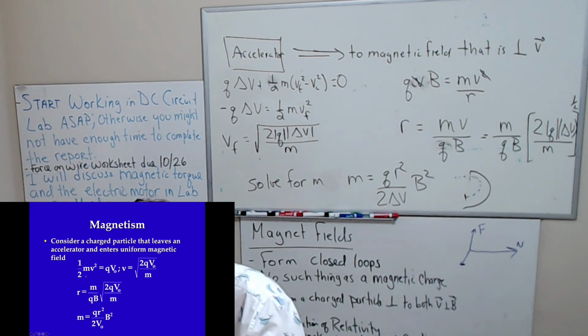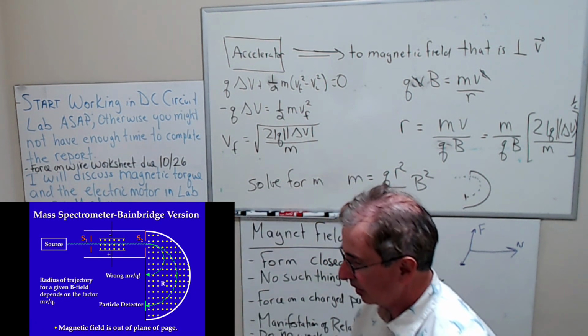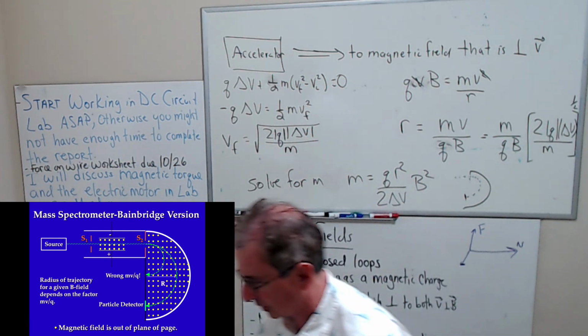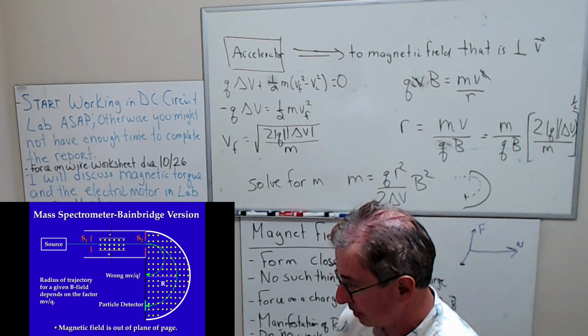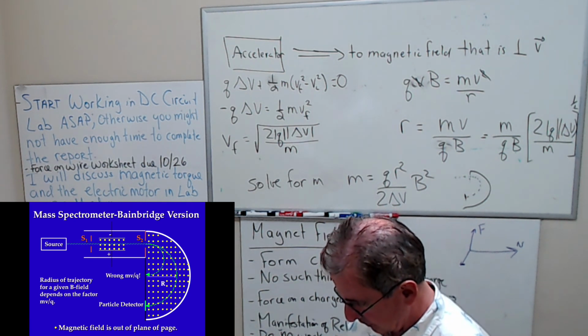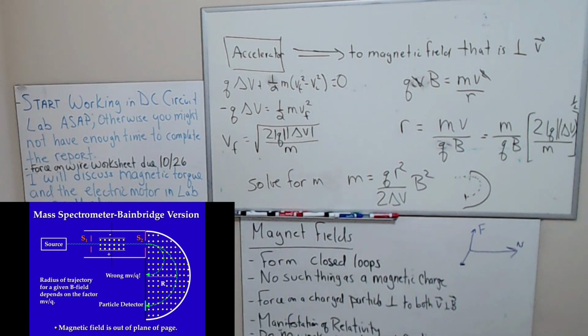And again, just be aware, there's a problem in your homework that's related to this. So this is called the Bainbridge version of the mass spectrometer. The first person to devise the mass spectrometer, his name was Aston, and this is a version that was designed by Bainbridge. Let me expand on this figure.